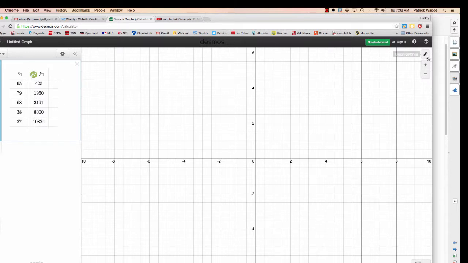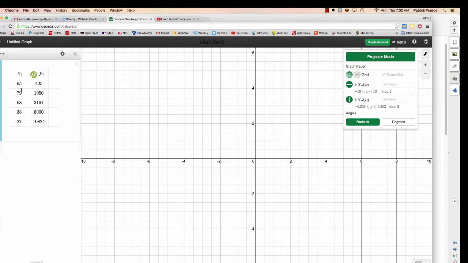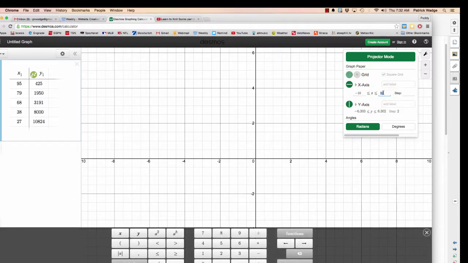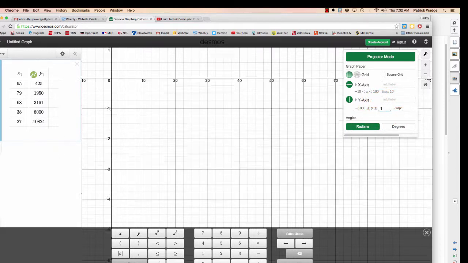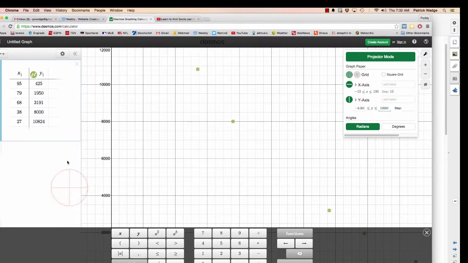And the other thing we need to do is change the window. So we go to graph settings. Let's see, our x's go, let's start at 0, or even minus 10 is fine. And we want to go up to 100. That'll fit it all in there. And in terms of the y's, let's start at 0, or negative 6 is fine. And let's go up to, well, it goes all the way to 10,000. Let's go to 12,000. And there you go.